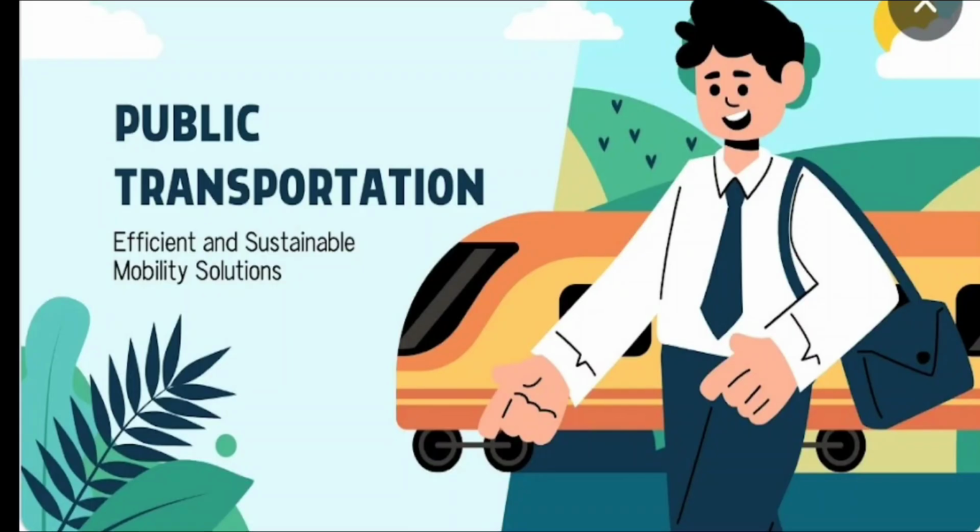So today, let us understand about public transportation, which is an efficient and, of course, sustainable mobility solution. So what does public transport include? It includes buses, trains, metros and other shared vehicles that are used by us on a daily basis, that is, by the public. And it is of course an affordable and eco-friendly way to travel. Many people depend on it for their daily commute, either to work, to school, or other places, isn't it?